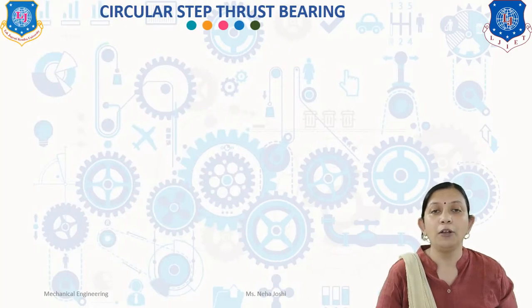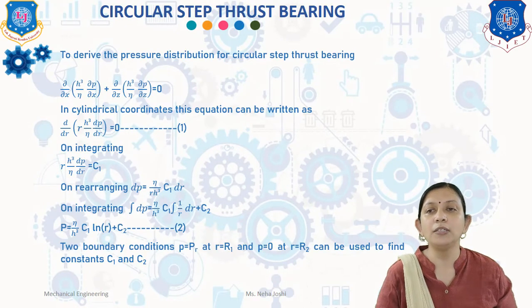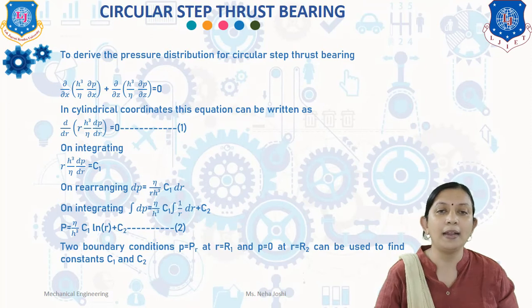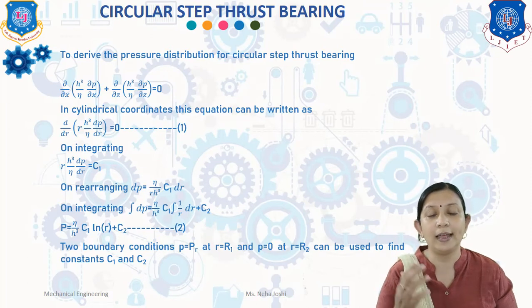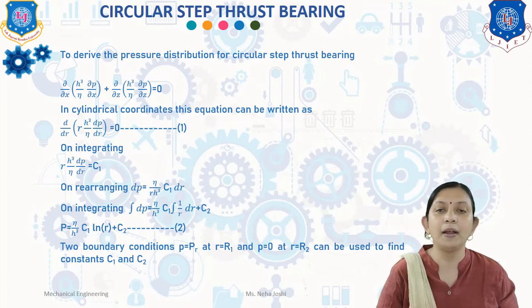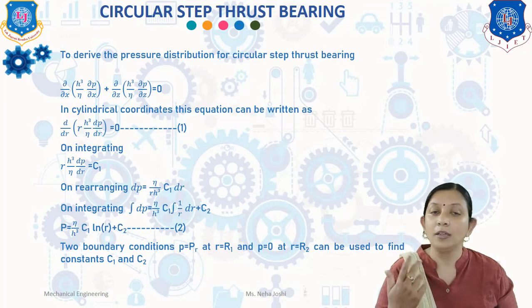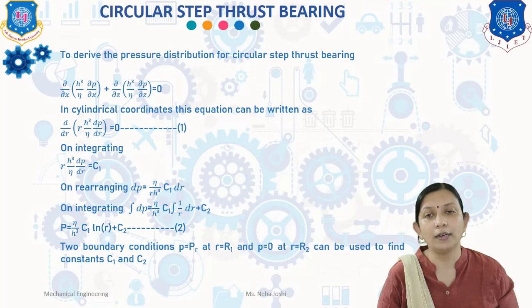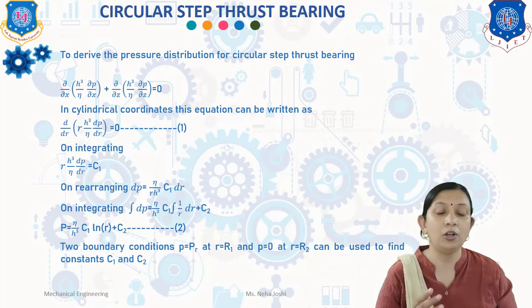Now, to derive the pressure distribution for a circular step thrust bearing, consider the equation ∂/∂x (h³/η ∂p/∂x) + ∂/∂z (h³/η ∂p/∂z) = 0. This is the Reynolds equation that we derived previously. In cylindrical coordinates, this equation can be written as d/dr (r h³/η dp/dr) = 0. Consider this equation 1.